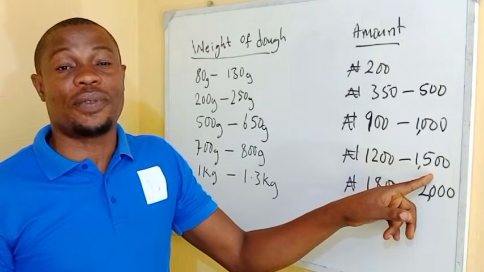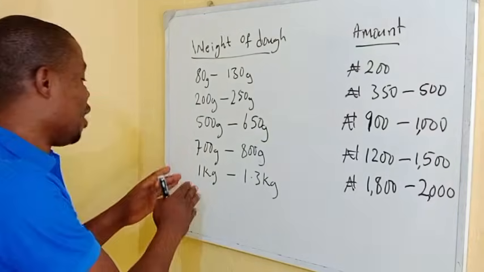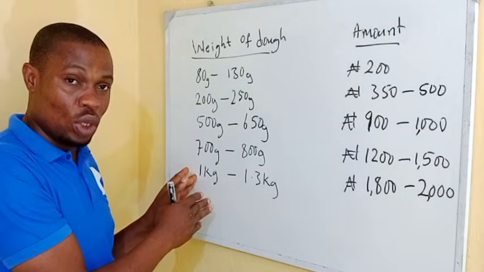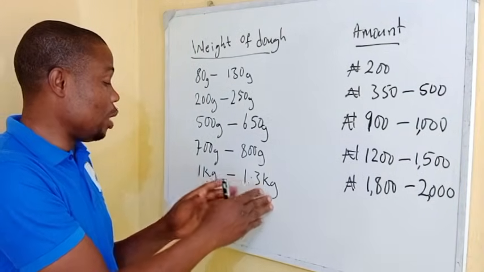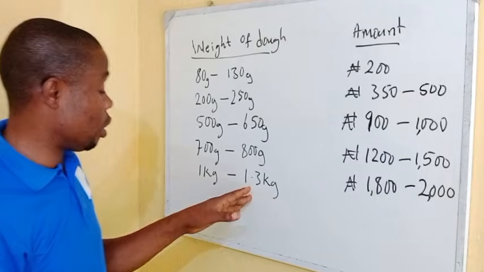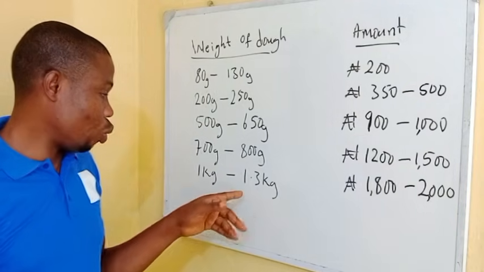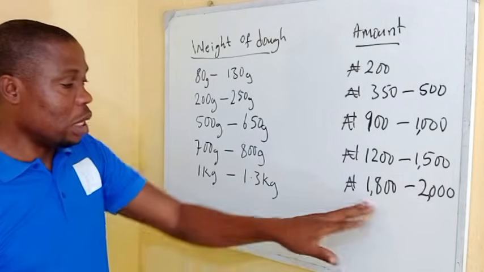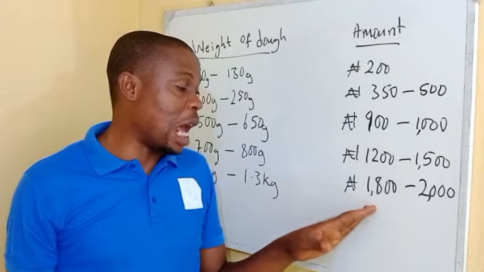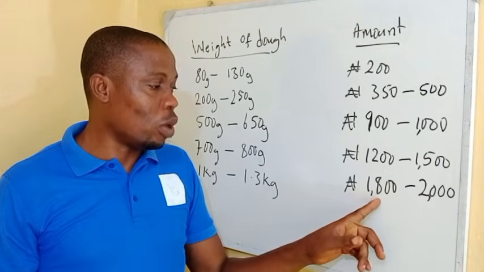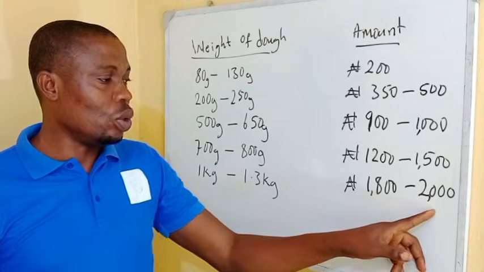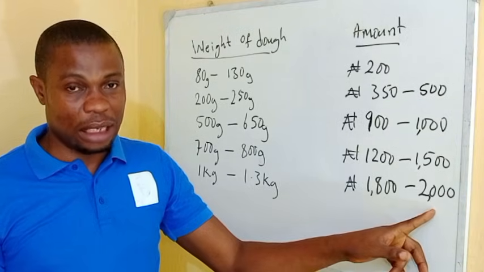1200 to 1500 naira. If you're weighing 1 kg per dough, per pan, or between 1 kg to 1.3 kg, which is 1 kg 300 grams, then you should sell at least 1800 to 2000 naira at least.